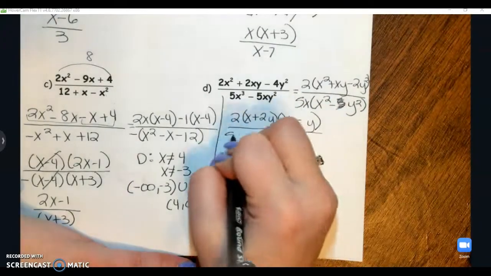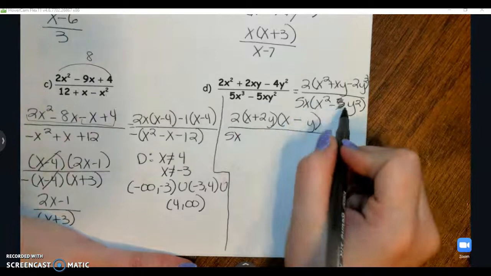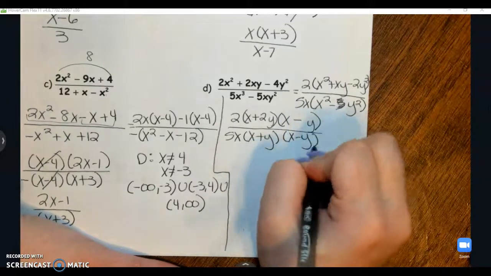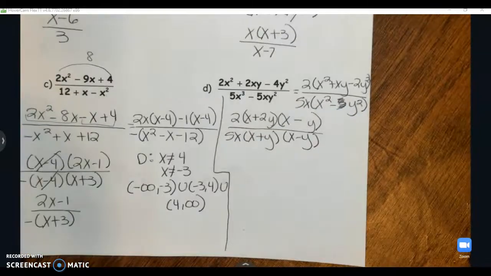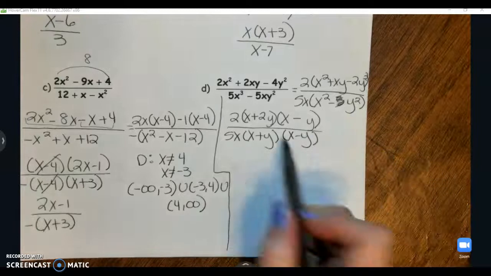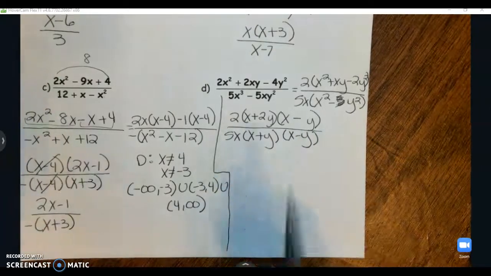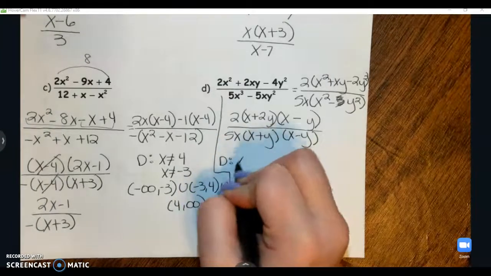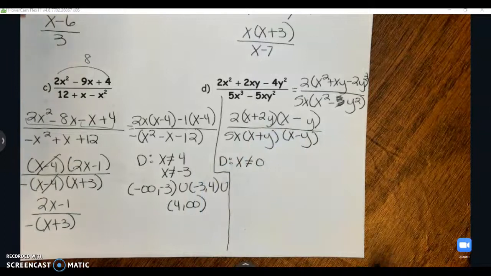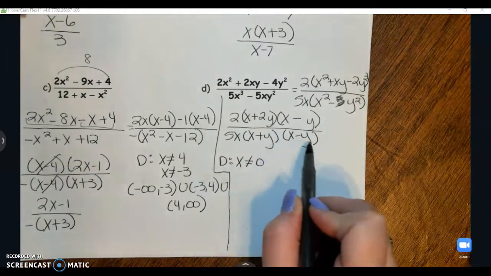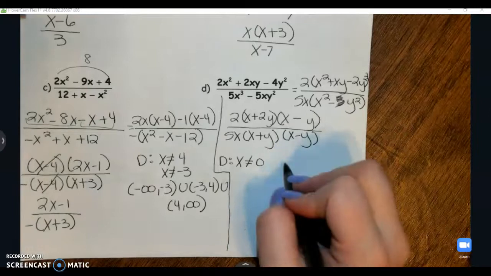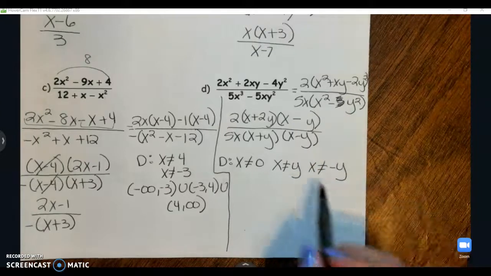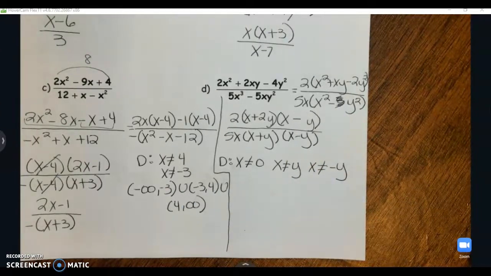Then in the bottom, I have the 5x. And then this is actually a difference of squares. So x plus y times x minus y. And now let's go ahead and identify our domain. What would make our denominator 0? Well, I have this 5x being multiplied here, so that tells me that x cannot be 0. Then I have two other values that would give me 0. So whatever y is. So x could not be y, and x could not be negative y. Either of those values will give me a 0 in the denominator.